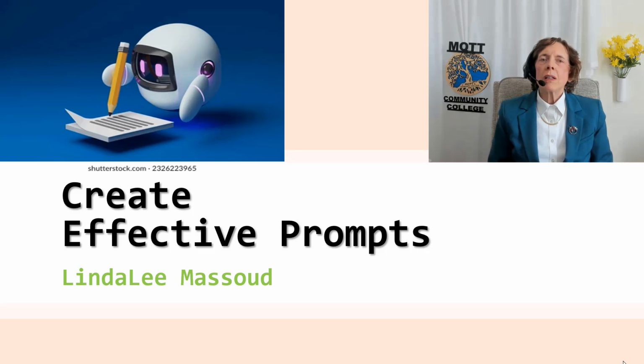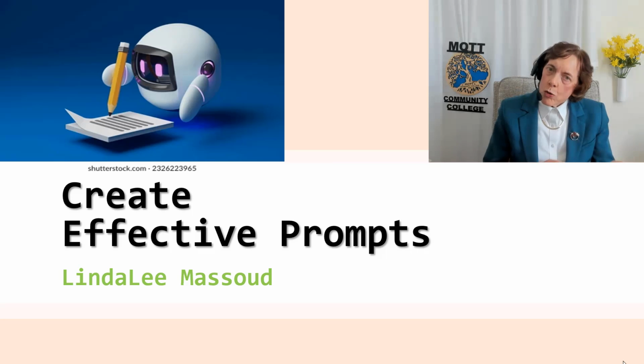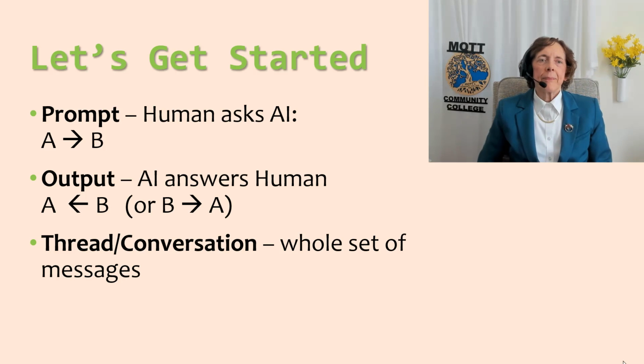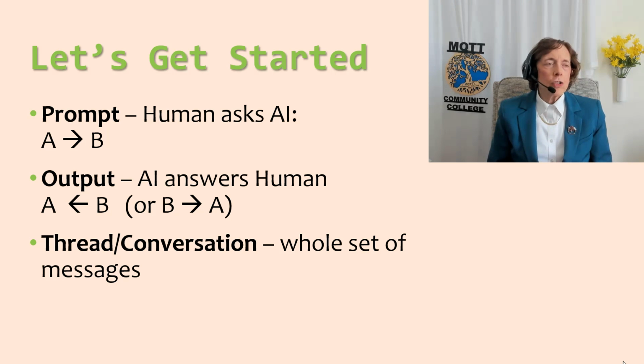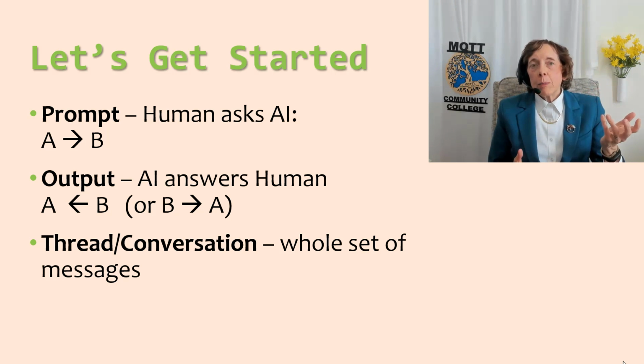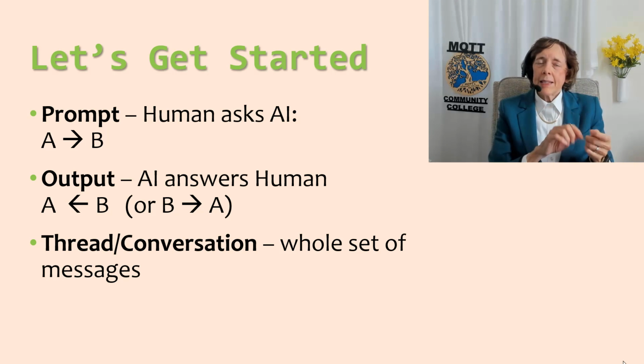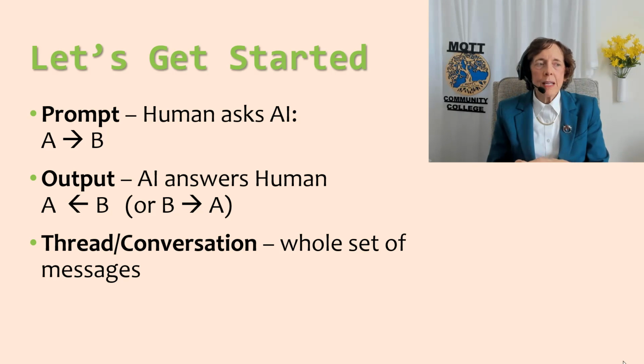In this video, let's learn how to create an effective prompt. The prompt is when you, the human, talk to the AI. I'm starting you with the terminology. I'm using A to B, and I've seen it on some of the training I've taken. So A to B, A is the human, B is the AI. So when the human asks AI, it's A to B, and when AI answers, it's called the output.